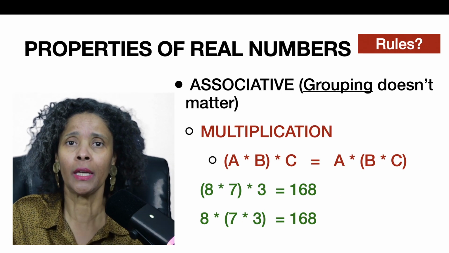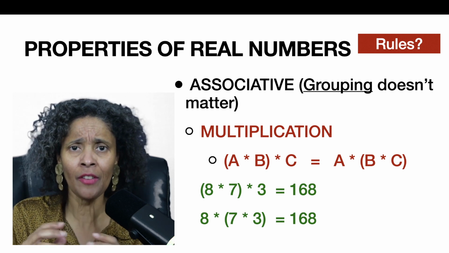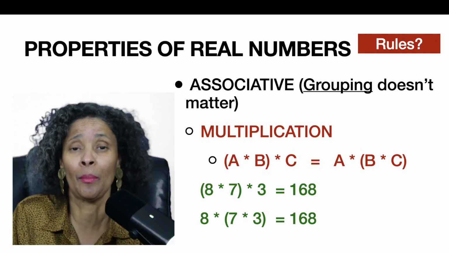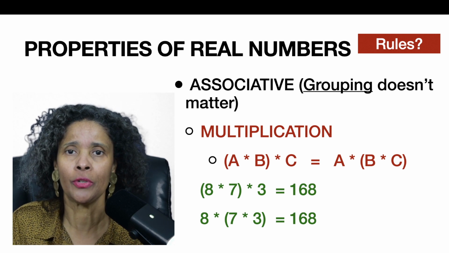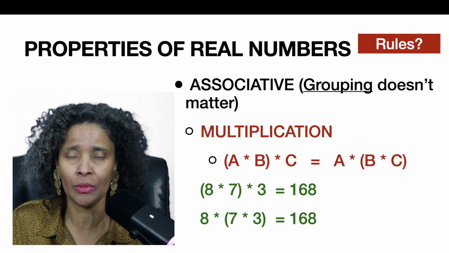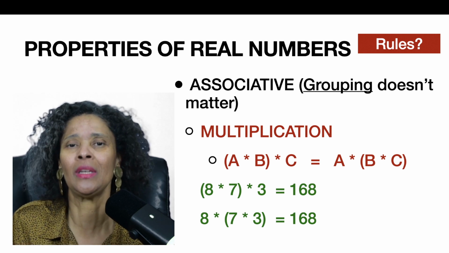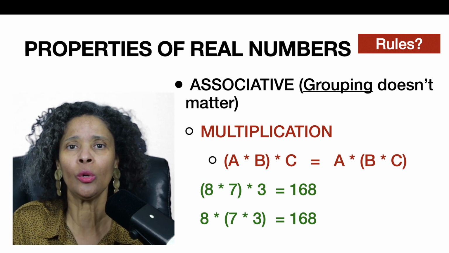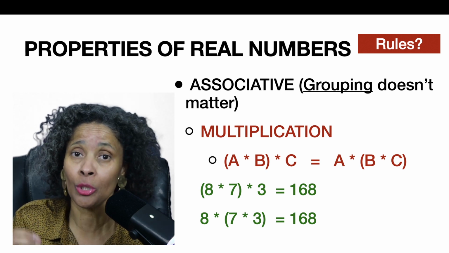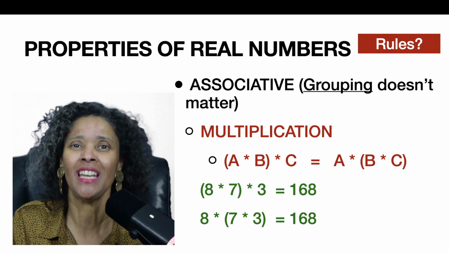And then when it comes to multiplication, it's the exact same thing. If I have 8 times 7, that's going to be 56, and I multiply that times 3, it's going to give me 168. If I take those same 3 numbers and I do 7 times 3 first, which is going to give me 21, and I multiply it times 8, it's going to give me 168. So it doesn't matter the way you group things, from the associative property standpoint, when it comes to addition and multiplication.